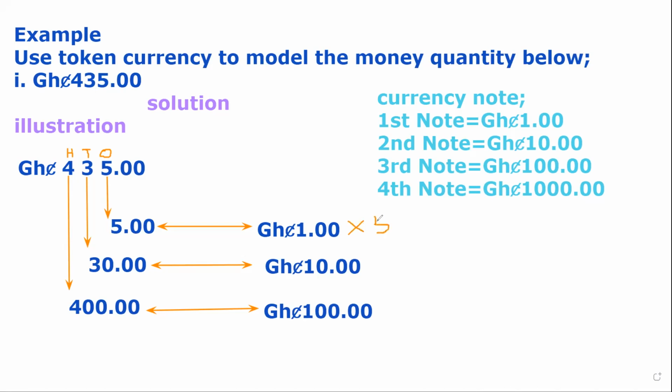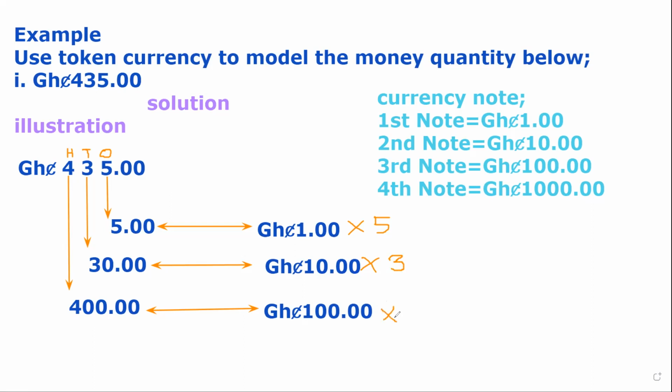Okay, good. Then you come to the 30 Ghana cedi. You have chosen the 10 Ghana cedi. How many 10 Ghana cedi are you going to print out? And that one will be 3. Okay, that will give us approximate to the 30 Ghana cedi.